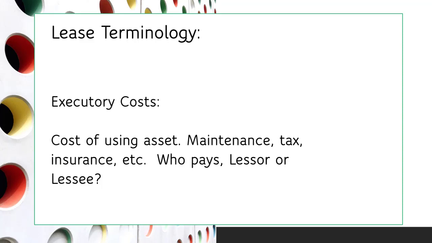And our last term is executory costs. These are just the cost of using the asset. So you have a crane or a truck or equipment of some sort, and there's maintenance, tax, insurance. Those are all things that need to be paid on the asset. Who pays for it, the lessor or the lessee? That's all written into the contract, but those are called executory costs.